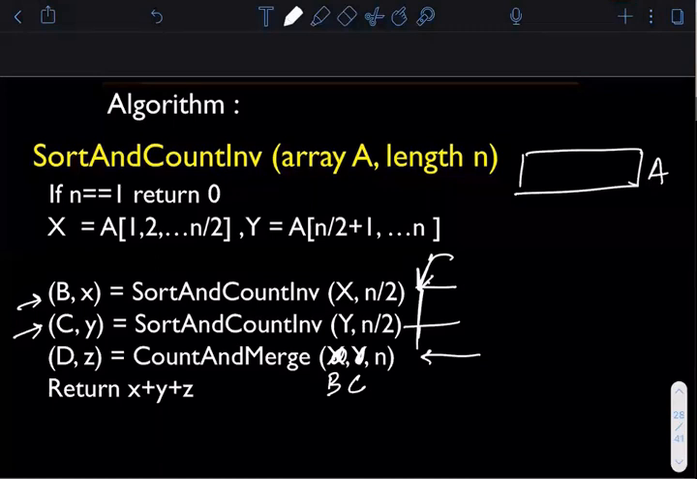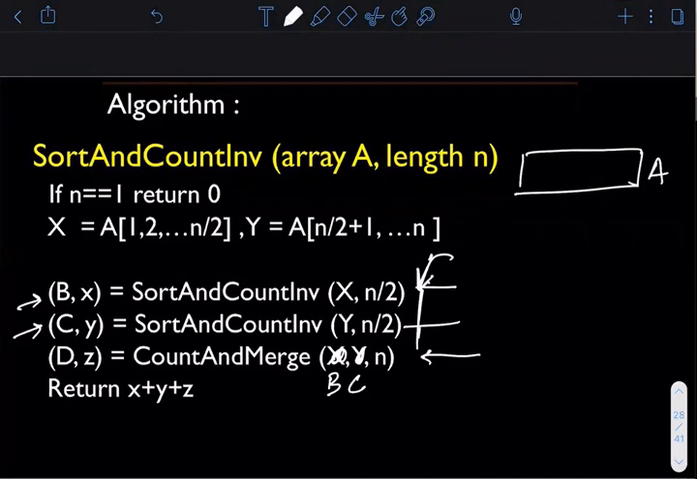Through this recursion, you are essentially converting everything into split inversions. But remember, these are split inversions at different levels. A split inversion at level i might not be a split inversion at level i plus 2. So split inversions are not an absolute global quantity in your given array. They are completely dependent on what subproblem you are looking at.